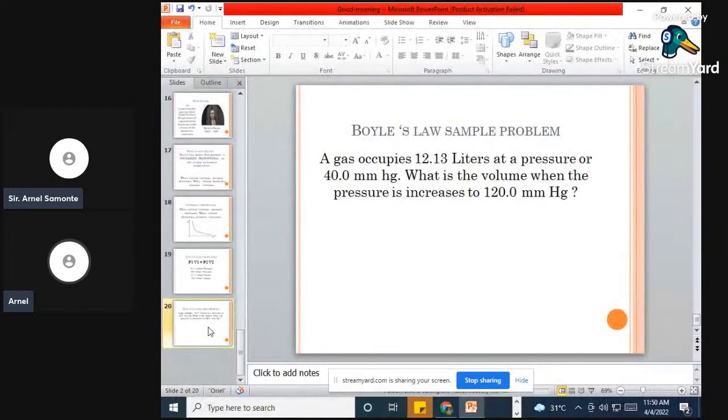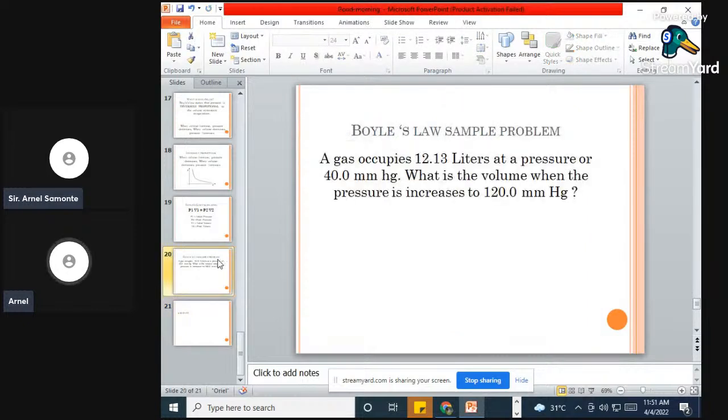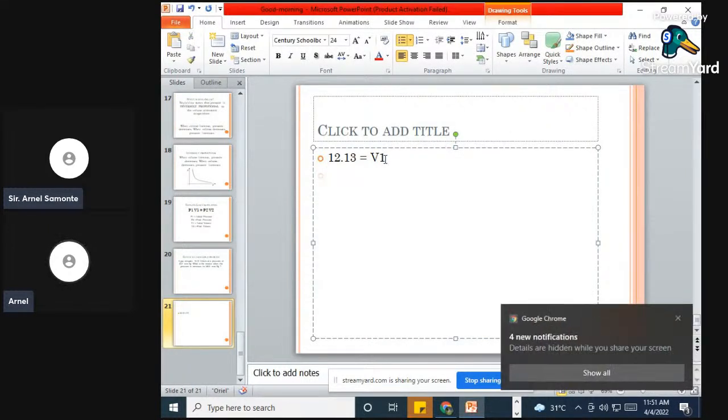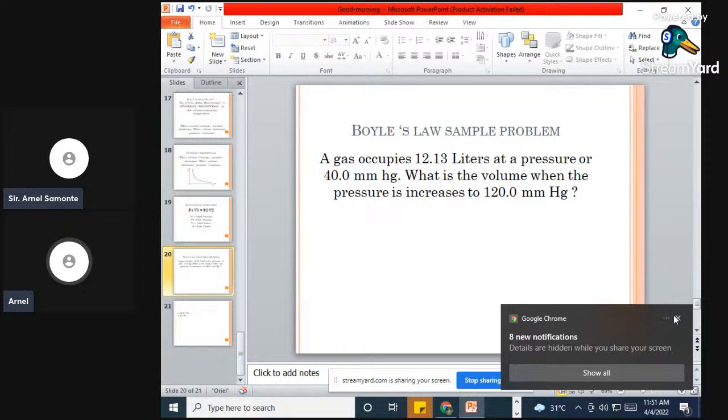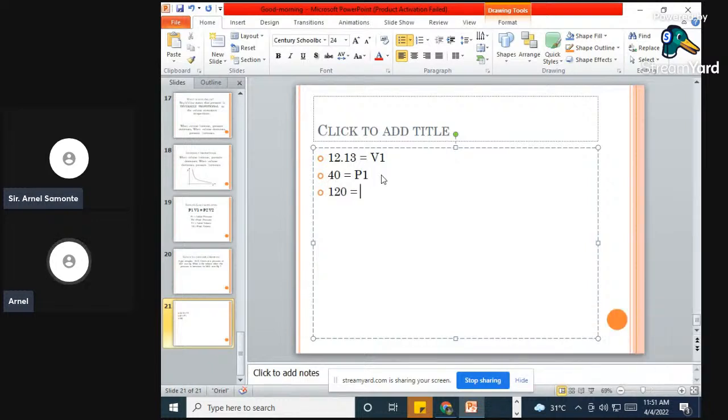Let's use a new slide. 12.13 is our initial volume. 40 millimeters of mercury is our initial pressure. 120 is our final pressure. Let me repeat, 120 is our final pressure. Our formula again is P1 multiplied by V1 equals P2 multiplied by V2. Let's substitute. P1 is 40, and V1 is 12.13. That equals P2, which is 120, times V2, the missing final volume.